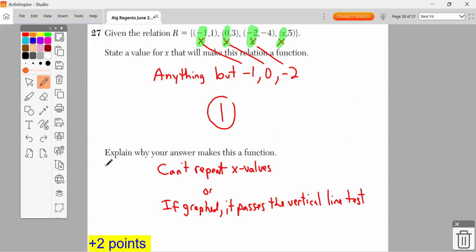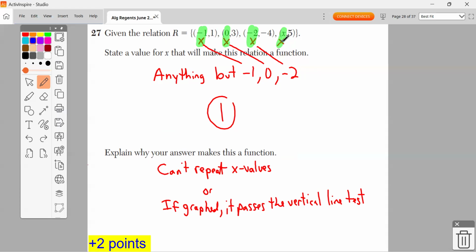In question number 27, another 2-credit short response. Each part is worth 1 credit. Given the relation R, state a value for x that will make this relation a function. So we need no repeating x values. So you can't use a negative 1. You can't use a 0. You can't use a negative 2. But you can put in any other number besides those 3 for x and be right.